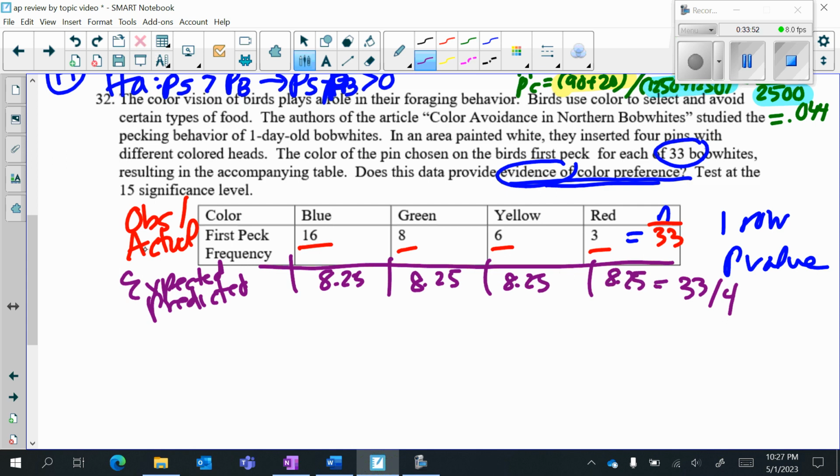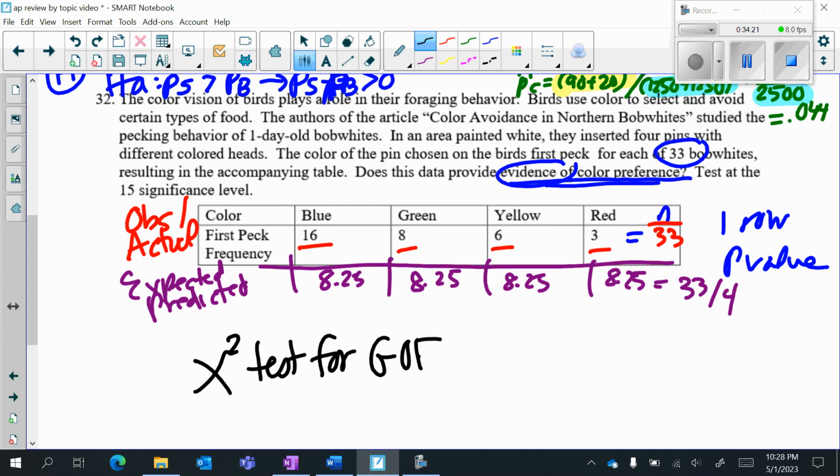So this is observed and expected. This is the chi-square test because they don't say the word mean. They don't say the word proportion. Even if it was proportions, there's more than 2 proportions, so it can't be a 2 proportion z-test. There's 4 proportions here. And basically, if you see one row or one column and it's just one variable at play, but there are multiple proportions, it is a chi-squared test for goodness of fit.